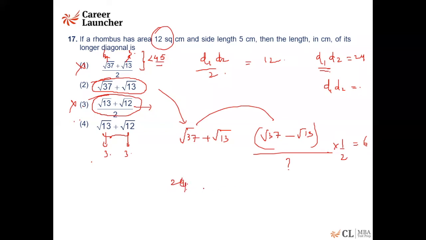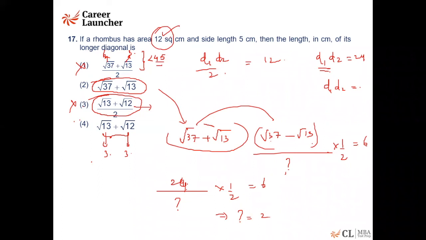So 24 into this question mark into 1 by 2 is equal to 6. So you'll find this question mark is equal to 2. So what does it mean? It means that if this was the longer diagonal, the shorter diagonal is root 37 minus root 13 by 2. And it is giving us consistently the area as 12.